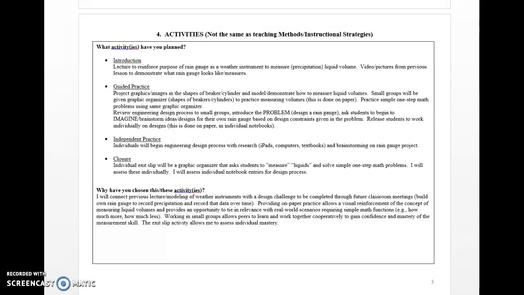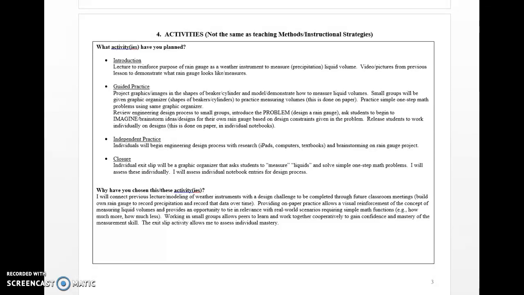We'll be using technology and textbooks to research further what a rain gauge is, what makes a good collection device, and maybe some different visualizations of a rain gauge to help them brainstorm on that.